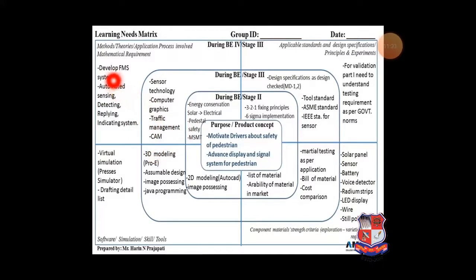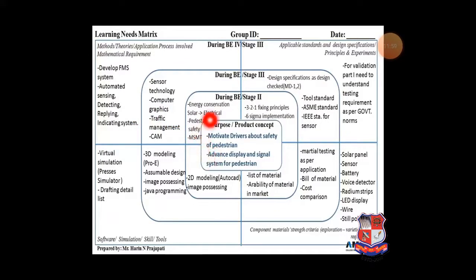And up to the end we have to create a large number of assemblies, then we are using a developed FMS system for the particular system, an automated sensing, detecting and replying system. This is a little bit related to other branches, but we have to consider it, then the indication system. Okay, so this is the particular part of the theory, methods and application process.